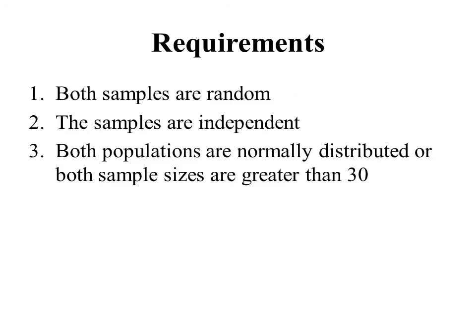Now, requirements for this hypothesis test are number one, both samples are random. That's always a requirement. We've got to have random samples. Number two, they're independent. Again, independent means that what happens to one sample or one population has no effect on the other. And then number three, both populations are normally distributed, or both sample sizes are greater than 30. Now in this case we have samples of only size 10, so for the sake of argument, we're just going to assume that everything's normally distributed.